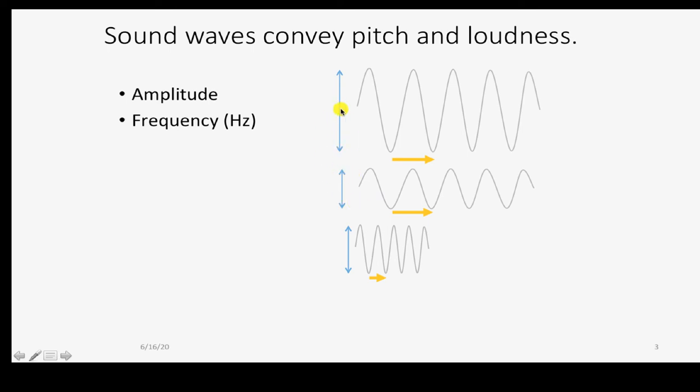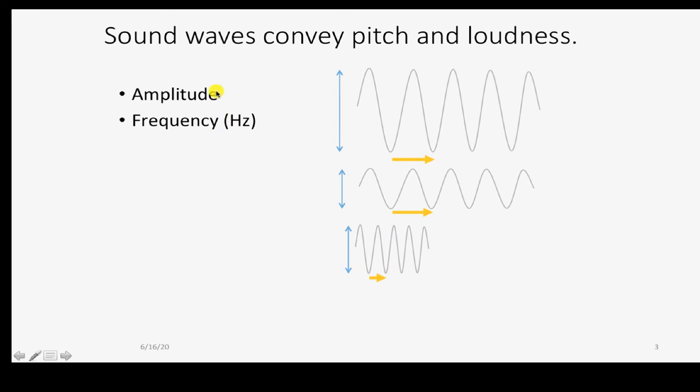Notice the 2 sound waves shown here, the top one and the middle one, have equivalent frequencies. They would be the same note on the piano, for example, but the top one would just be louder. The bottom 2 sound waves would be just the same loudness, but different keys on the piano, with the bottom one being a higher pitch key.